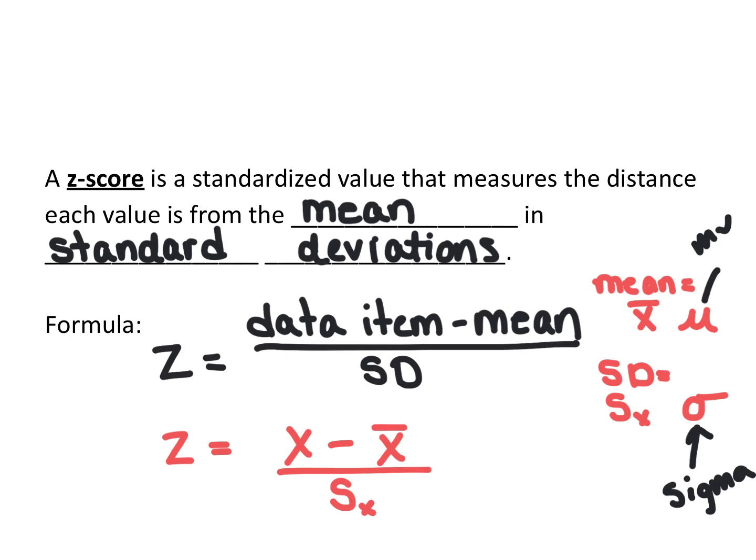So you might see the formula for a z-score like this, but sometimes you're going to see it using a mu and a sigma depending on what type of values you're working with. So you might see x minus mu over sigma. I think it's probably easiest just to recognize you take your data item, you want to find how far away from the mean it is by subtracting, and then divide that by the standard deviation.